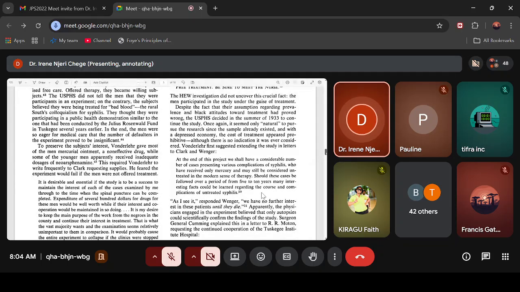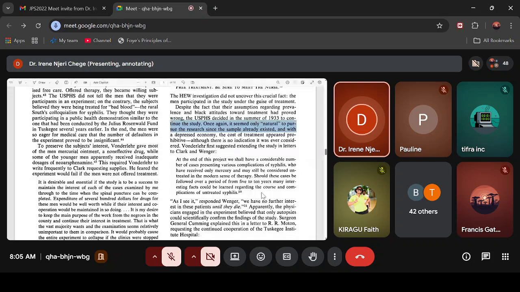So again, you read. I generally don't go through this paper just because it's online. I don't want you to miss anything important. So despite the fact that the assumptions regarding prevalence of Black attitude to treatment had proven wrong, this USPH decided in the summer of 1933 to continue the study. Remember, this study was to last 6 months. Many years on, it's still going on. They have been shown that these Black people want to be treated. They were very sure Black people would not be treated, but then they still continue with the study. They still continue with very painful tests and fake medications.